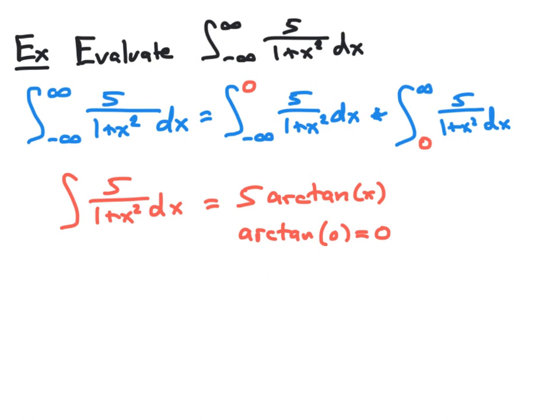And so now we have the integral from negative infinity to 0 of 5 over 1 plus x squared, plus the integral from 0 to infinity of 5 over 1 plus x squared. And we can compute these two integrals separately and then add their values together to get the value for our given integral here.